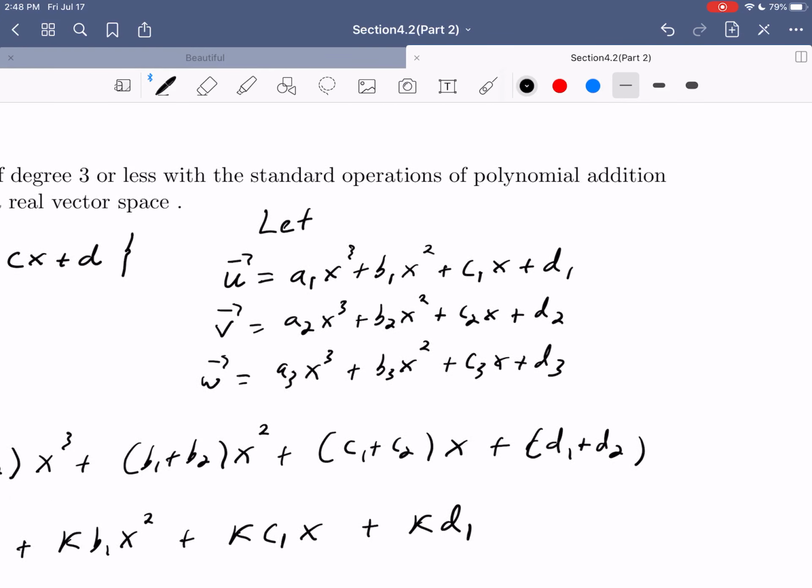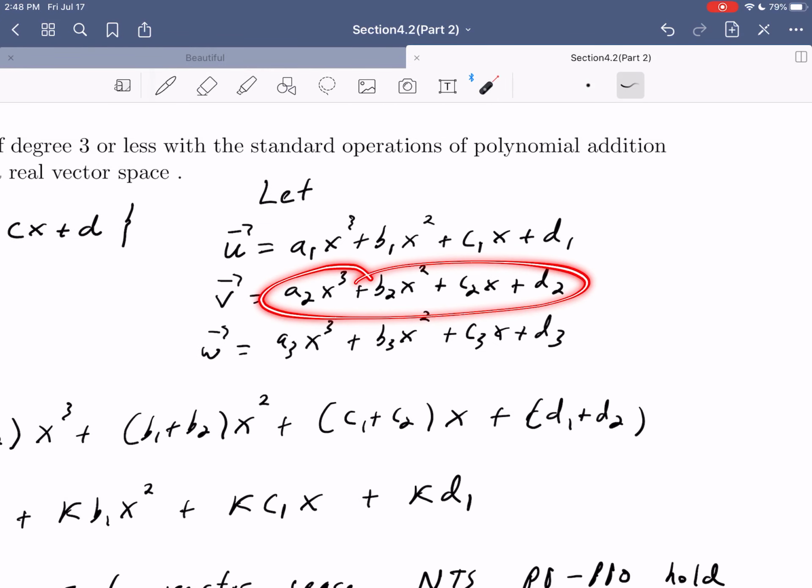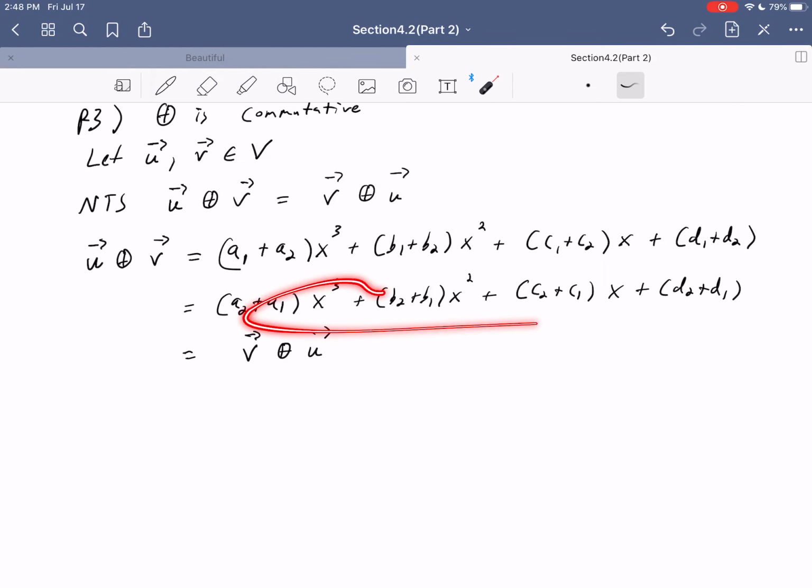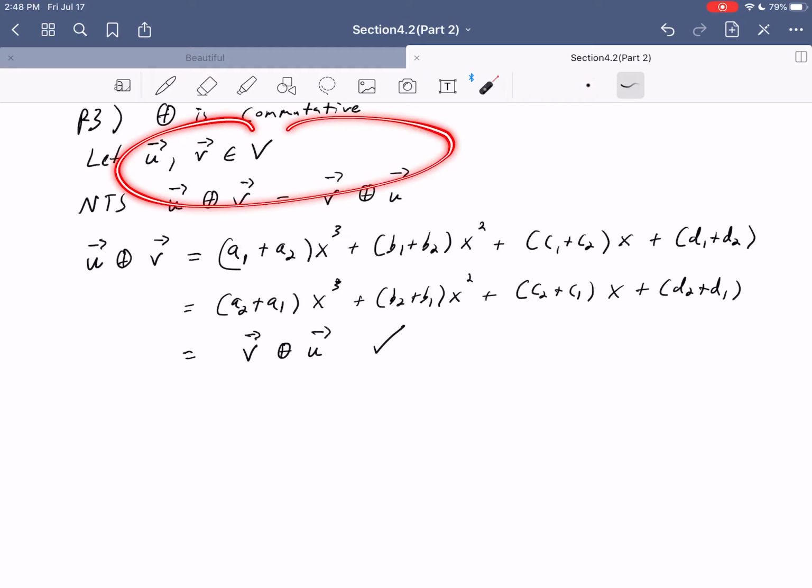Because if we look back, remember, V is the one that has all the subscripts of 2. U is the one that has all the subscripts of 1. So if we think about the addition in this order, that's just V plus U. And that's exactly what we wanted to show. So we've now shown that our addition operation is commutative.